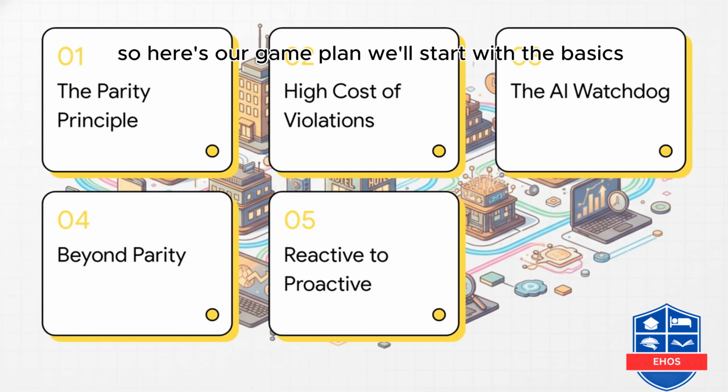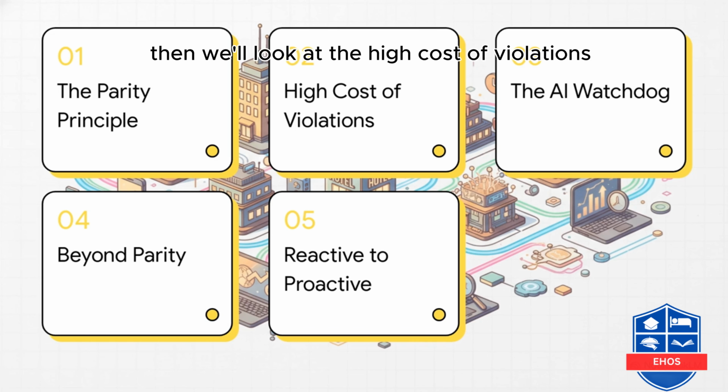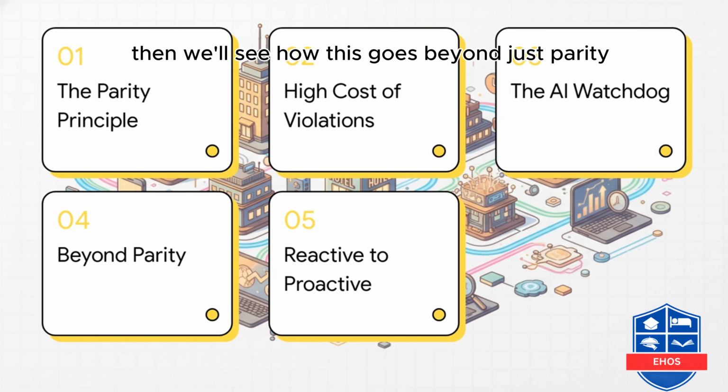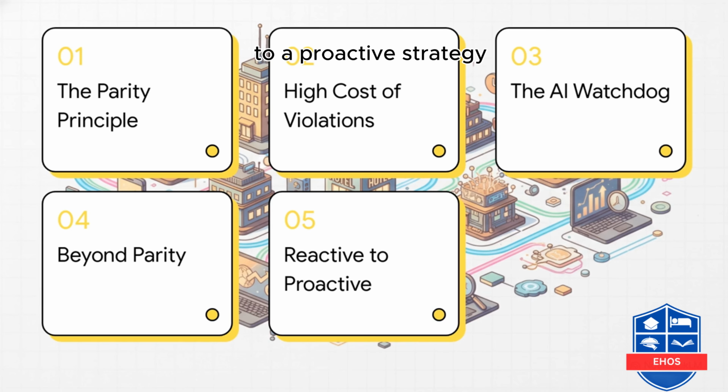Okay, so here's our game plan. We'll start with the basics, the parity principle. Then we'll look at the high cost of violations. What happens when things go wrong? After that, we'll introduce the solution, what I like to call the AI watchdog. Then we'll see how this goes beyond just parity. And finally, how it all helps us shift from a reactive to a proactive strategy.